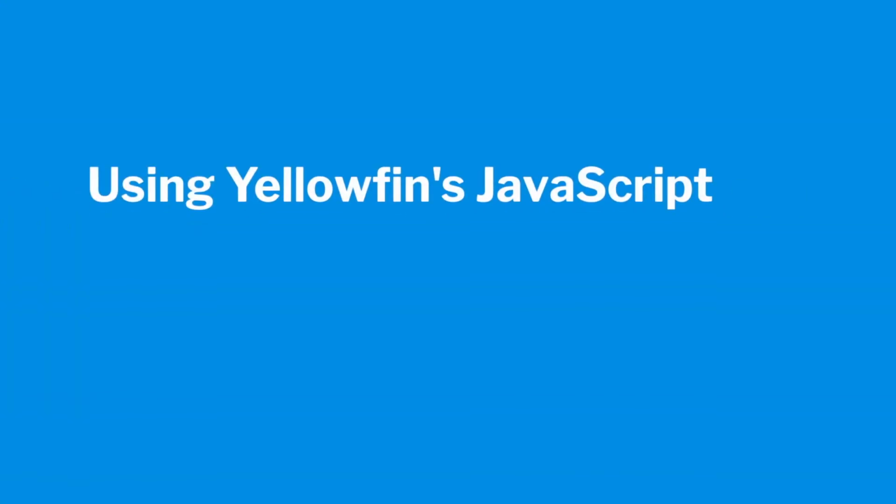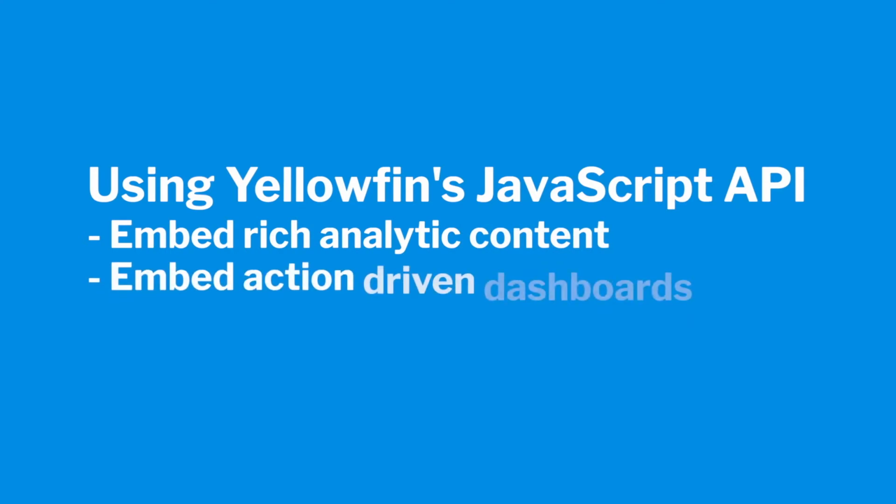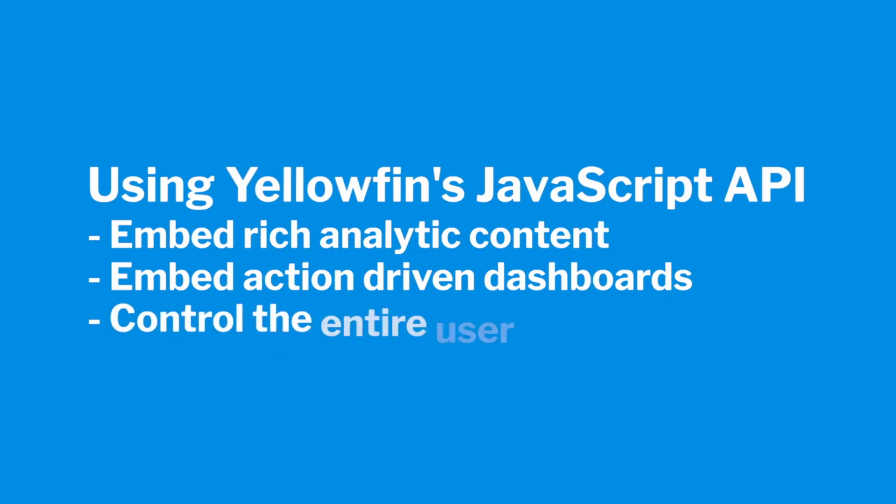Using Yellowfin's JavaScript API, you can quickly and easily embed rich analytic content and action-driven dashboards into your application. This type of embedding is ideal when you want to control the entire user experience. You can bring Yellowfin content components directly into your application and fully control how your application interacts with that content.